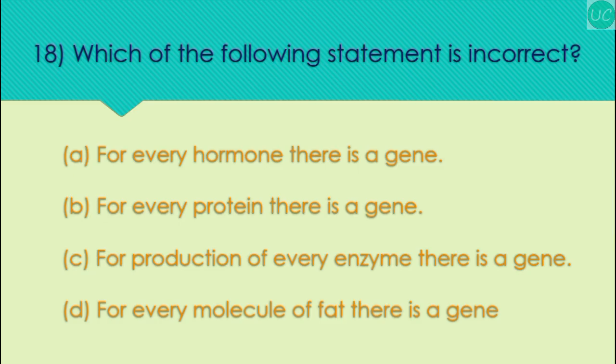Okay, and option number D, for every molecule of fat there is a gene. So this is incorrect. Fat is not protein or protein derivative. It is majorly made up of carbon, hydrogen and oxygen, and for that there is no need of gene. Fats are produced in a different metabolic pathway. So gene has nothing to do with fat production or fat molecule. So option number D over here is incorrect.